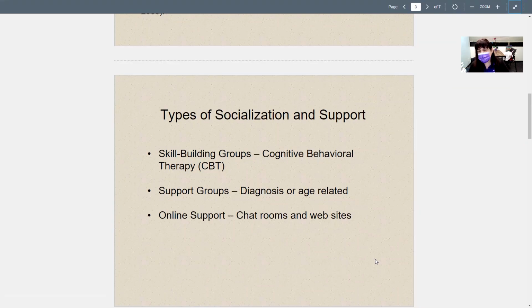Types of socialization and support include skill building groups, which include cognitive behavioral therapy or CBT, support groups, which are diagnosis or age related, and then there are always online support groups like chat rooms and websites.